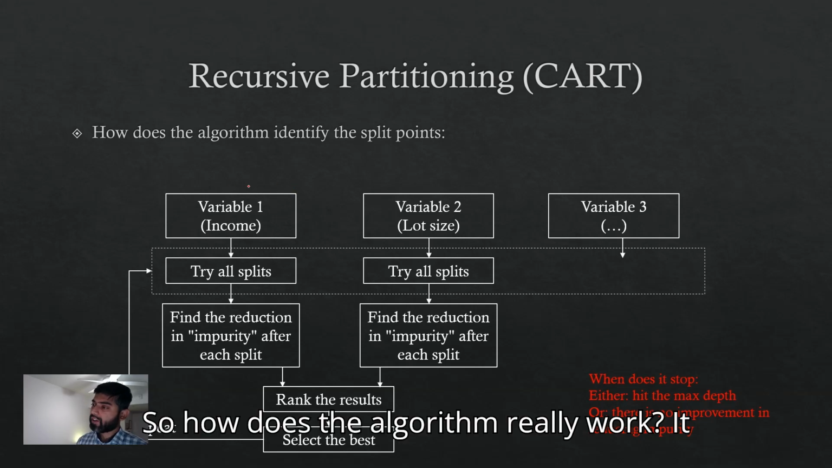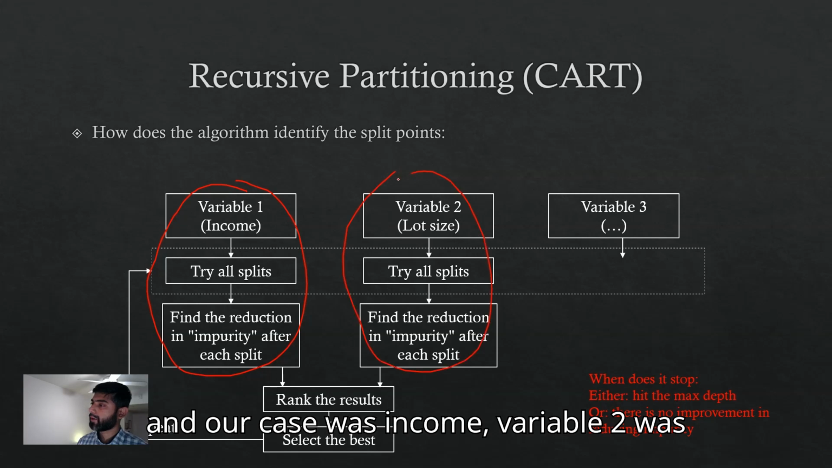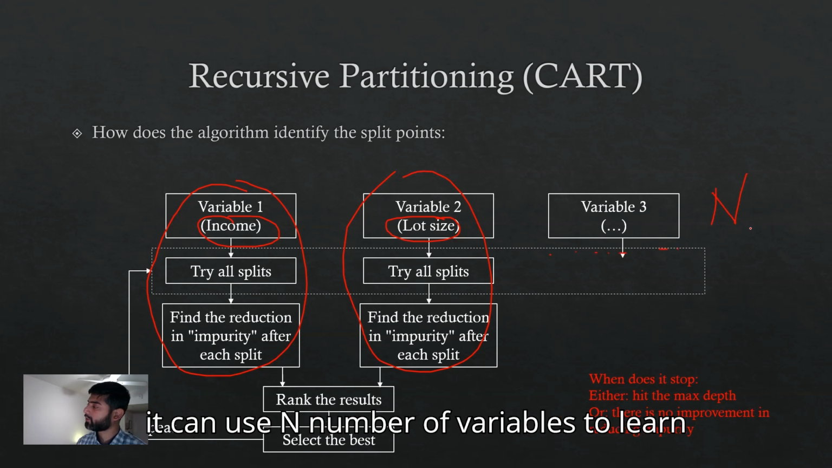So, how does the algorithm really work? It uses variable 1, variable 2. Variable 1 in our case was income, variable 2 was lot size, and so on and so forth. And it can use n number of variables to learn from.